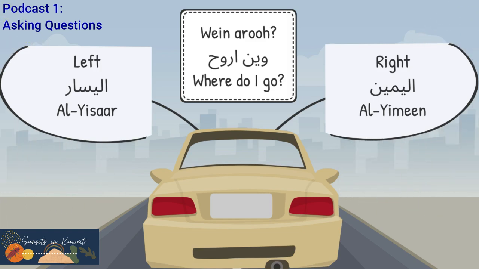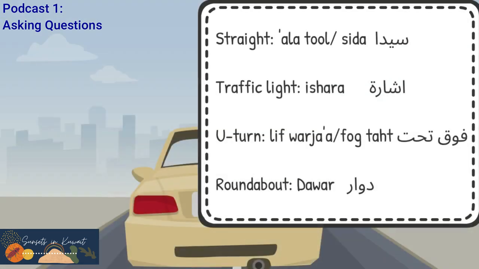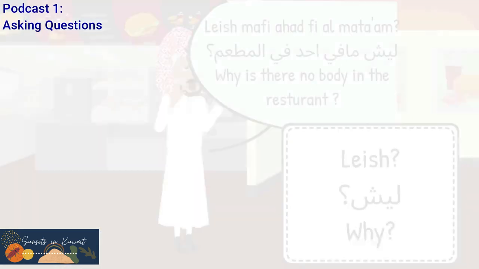Another thing is you will find, for example, when you're given directions in English, you will find the traffic light. And the traffic light in Kuwaiti is ishara. Sometimes if they tell you the U-turn, we say U-turn also, or lif, or fuk tahat. Fuk tahat is upside down, go upside down. That's a U-turn. And the roundabout? Dawar. So they might tell you, you will find the dawar, then go sida or ala tul, straight, then yimin, then yisar. If you'd like more information on directions, we can make a video for you.